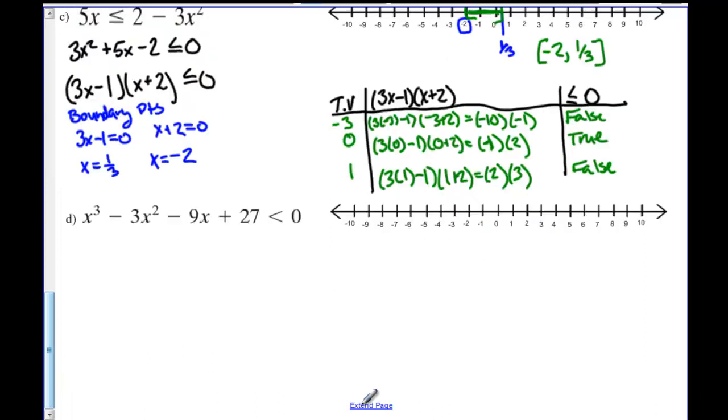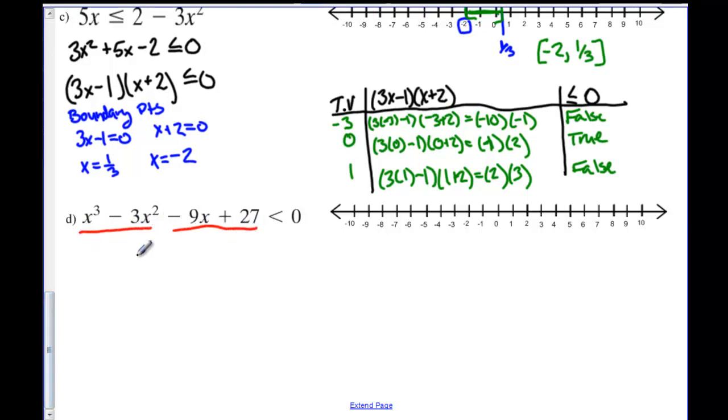Okay, for D. So D has everything on one side, which is good. It has 4 terms, which is a little odd. We're used to using 3. How do you think we're going to factor this? All right, so we have forgotten how to factor 4 terms. How about by grouping?